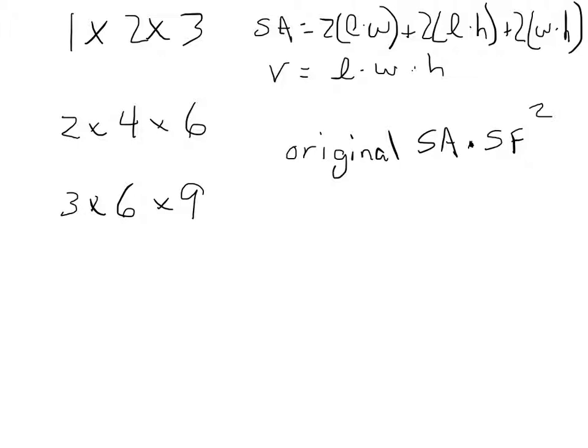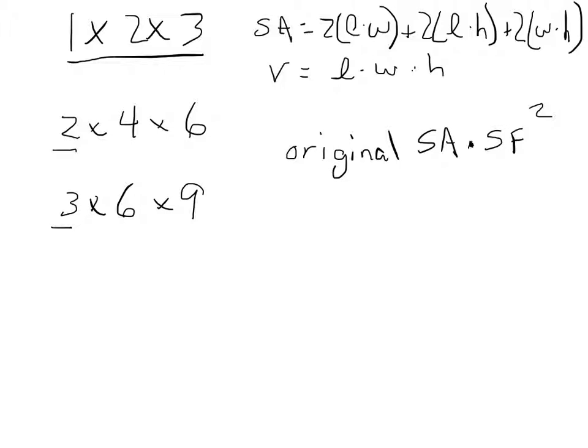So we have the original dimension we got up here where it says 1, 2, and 3 of the surface area times the scale factor, which would be either 2 or 3 or 4 or 0.5 squared. That's what you'll notice works in that column.